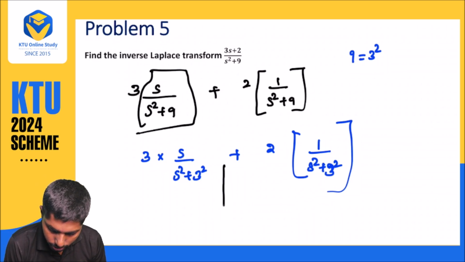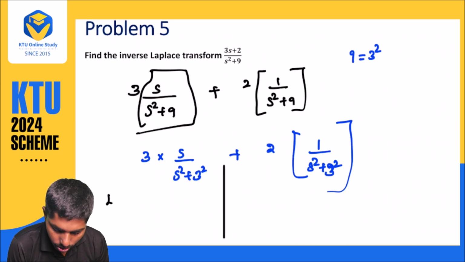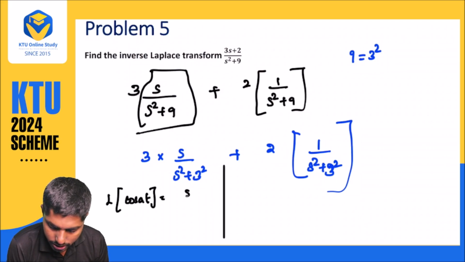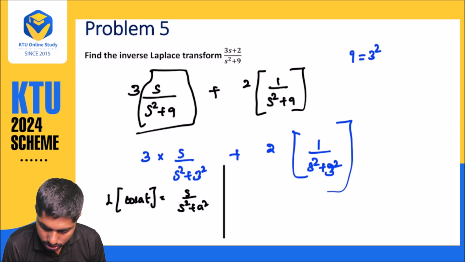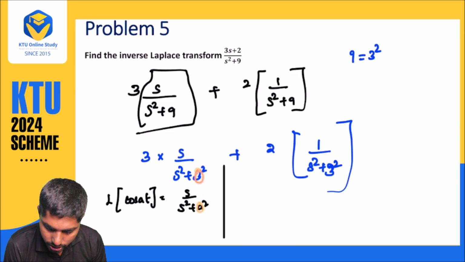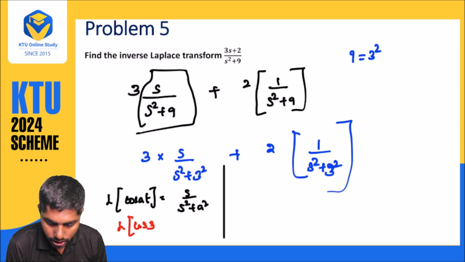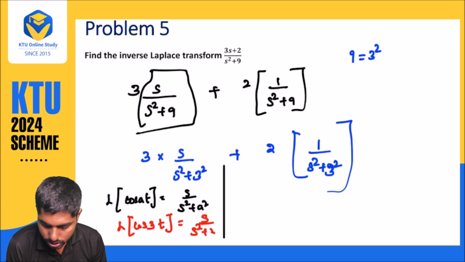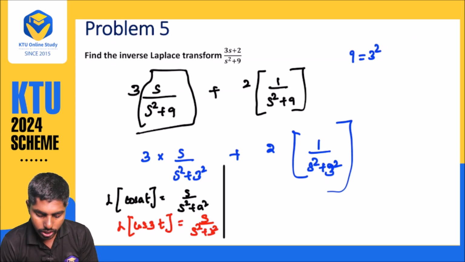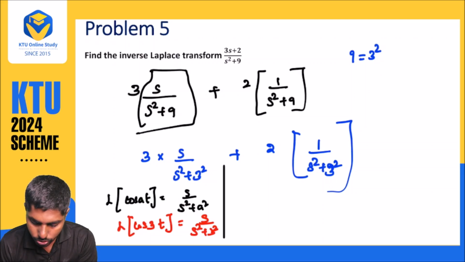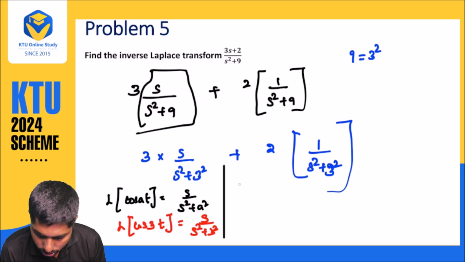Let me do this one first. This is nothing but Laplace of cos at, which is equal to x divided by x square plus a square. So here just compare both. In place of a, 3 is there. So it will become Laplace of cos 3t is equal to x divided by x square plus 3 square. So we can say the thing is L of cos 3t.